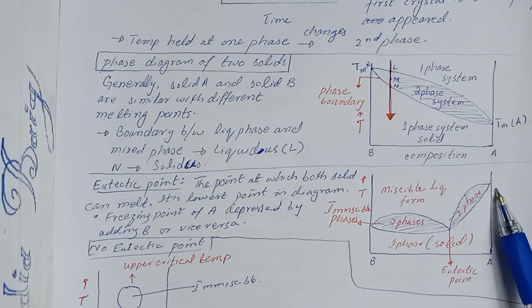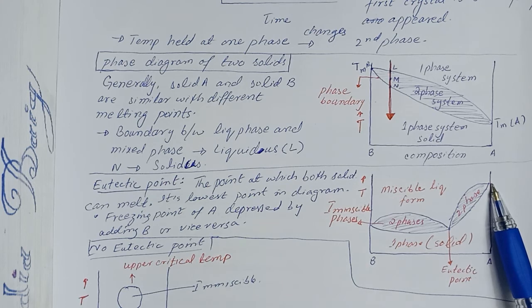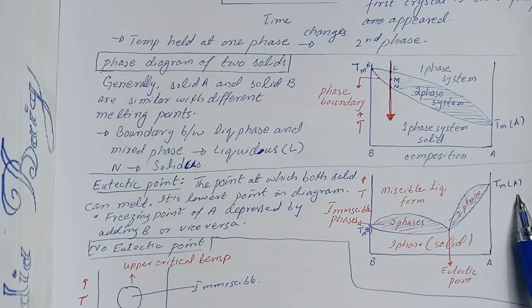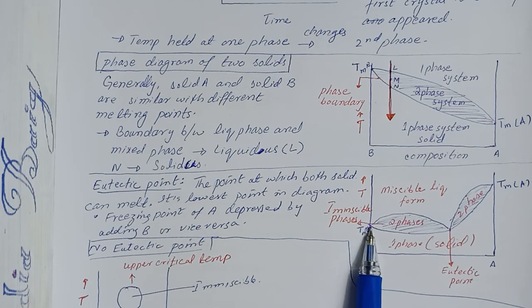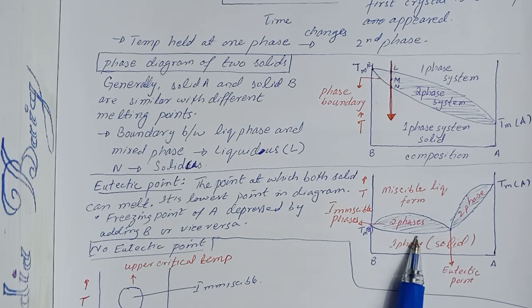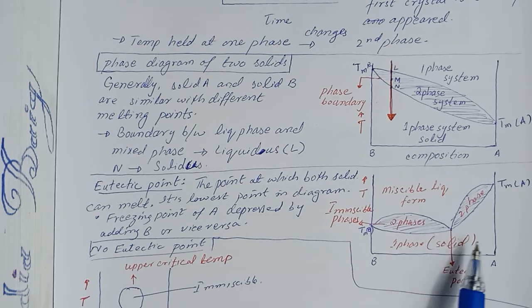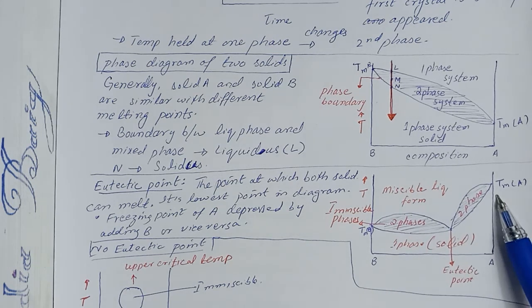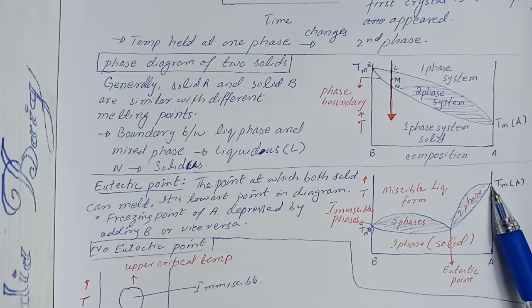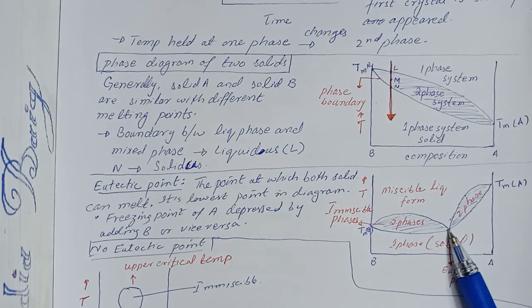So here we can see that this point is the melting or freezing point of component A, and this one is the melting or freezing point of component B. And when the composition of the component A is increased, the melting point of B is decreased to a minimum value, that is the eutectic point. When the melting or freezing point of A is decreased through addition of or increasing the amount of B, it comes to the same point.